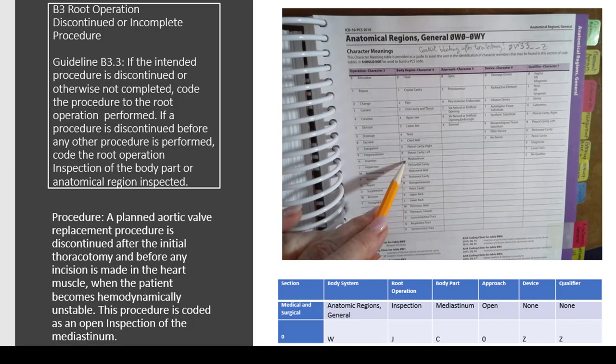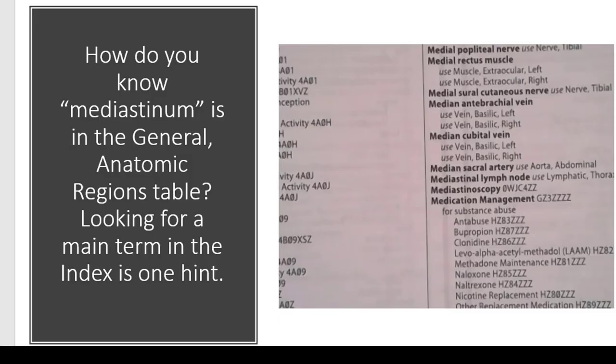The mediastinum is what you would see if you cut into the chest, that initial thoracotomy. The fact that it's cut into tells you it's going to be an open approach, and then we have to figure out where the mediastinum is. And I've shown you here on the screenshot of the general anatomic regions table, you see mediastinum there. But I also want to talk for a bit about how you might figure out where that mediastinum is. This is one time when the index is helpful.